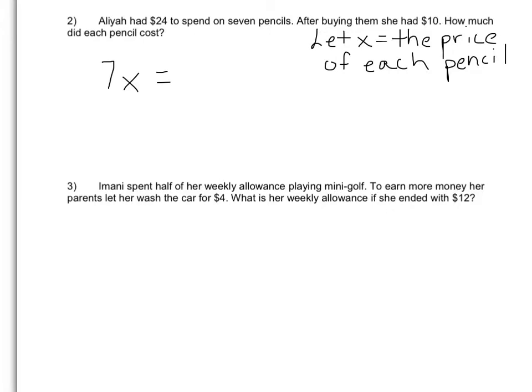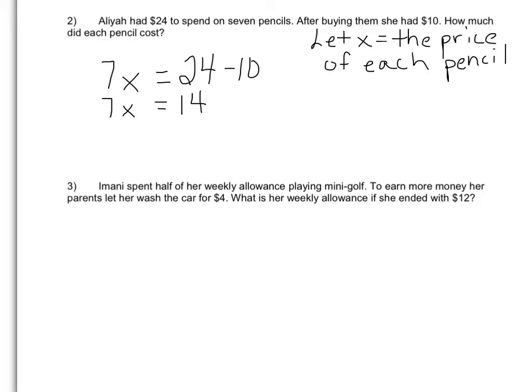So a lot of you have been saying that, yeah, she spent $14 on pencils. But we don't write it like that. We actually write exactly as it's given in the problem. $24 is what she started with. She finished with 10, and that'll give us our 14. So first step will be keep the 7x, and we'll just combine our like terms of 24 and 10. 24 minus 10 ends up being 14. Now we have 7x equals 14.